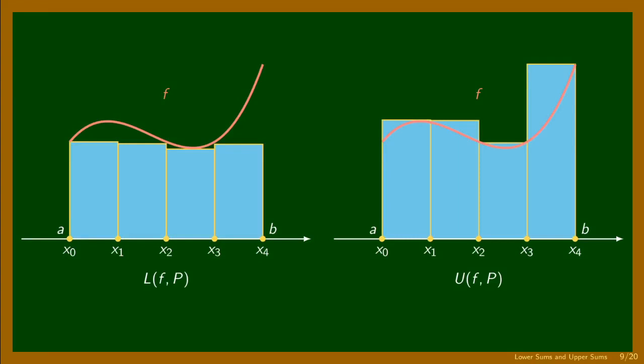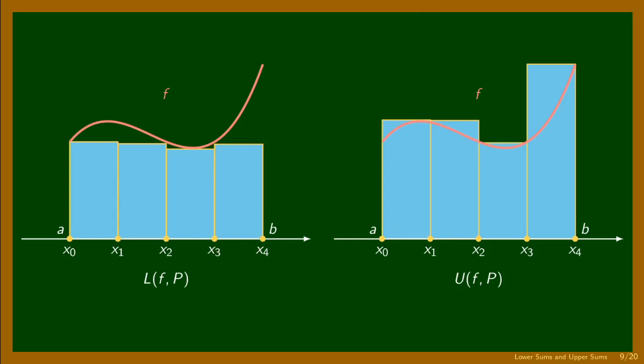So, nakikita nyo, doon sa LFP, as indicated here, yung mga rectangles mo are under the graph of f. Kasi ang kinuha natin, halimbawa sa interval na to, yung pinakamaliit na value ng f, ito yung ginagamit na height. Sa interval na ito yung pinakamaliit na value ng f. Sa interval na ito, you see, ang pinakamaliit na value ng f ay ito. Kaya yun yung ginamit na height. Pero sa interval na to, ang pinakamaliit na value ng f ay ito. Kaya yun yung ginamit na height ng rectangle.